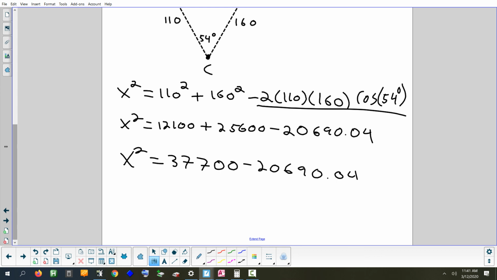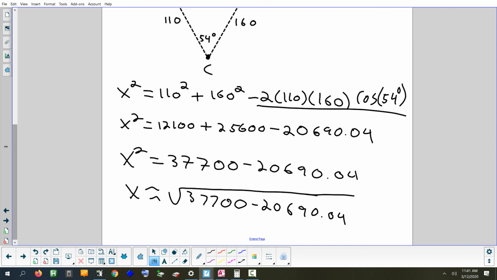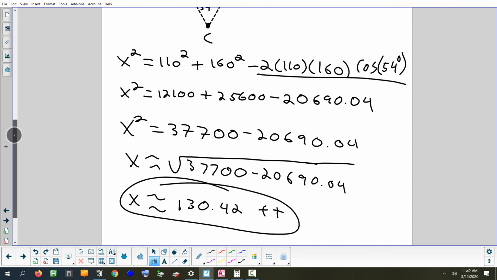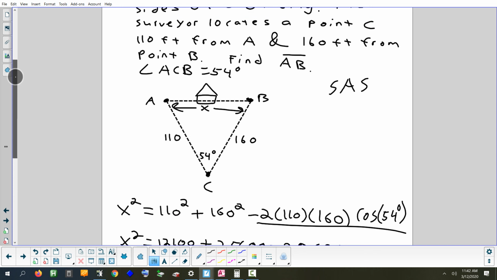What's going to be my last step to get x by itself? Square root. X is the square root of 37,700 minus 20,690.04. Does anyone have what that comes out to? 130.42, and that would be in feet. So that's the distance between A and B.